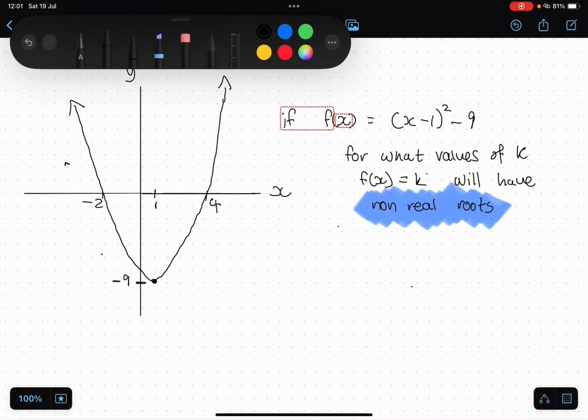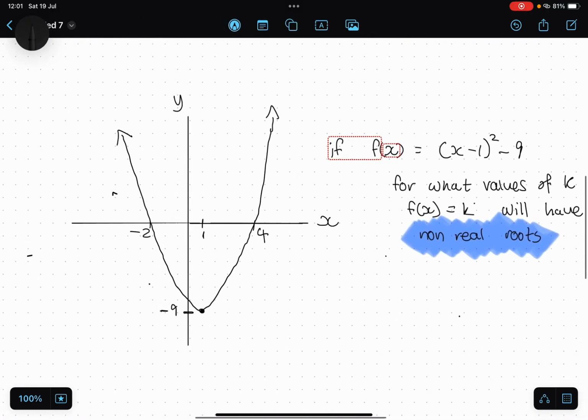Okay, so how are we going to do this? What are we going to shift this thing by? Remember, we're just shifting up and down. So we can see that this thing is now at -9, which means that we already have two unequal distinct real roots, but we want non-real roots.